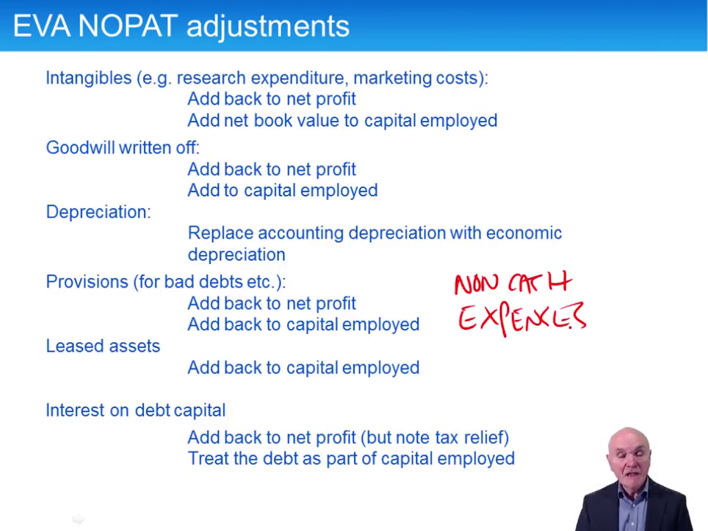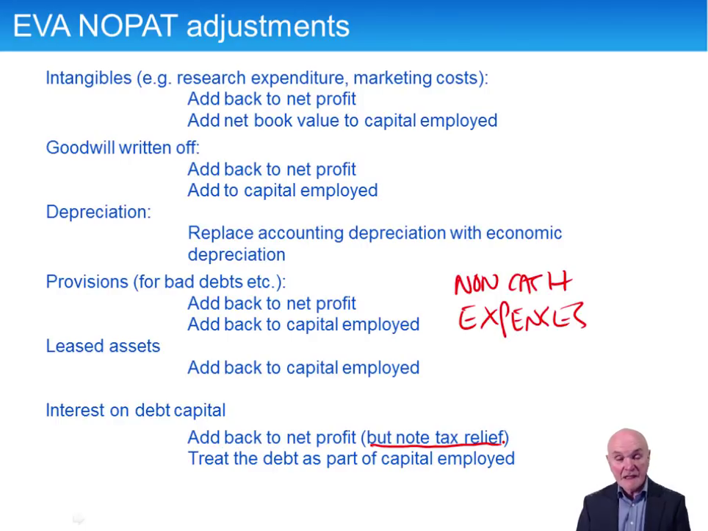And finally, interest on debt capital. If we want to get to NOPAT, and we start with the profit after tax, you have to add back the interest. But note here that we have to make a little adjustment on tax relief, and we'll see how that is in a moment. Debt is treated as part of the capital employed, and we make essentially a charge for that through the weighted average cost of capital calculation.